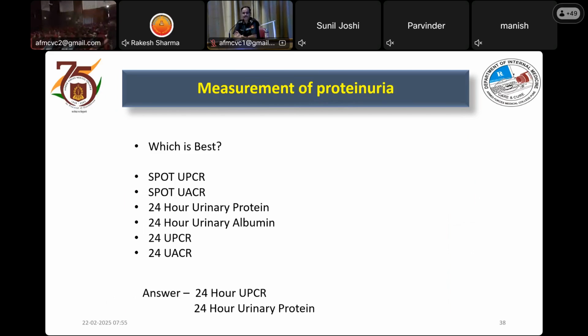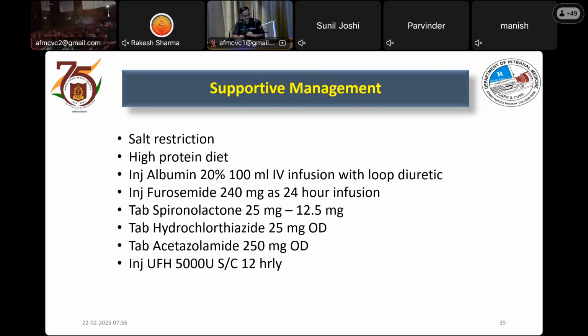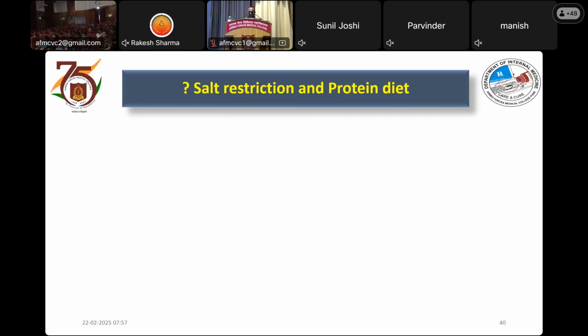Continue. She was started on supportive management with salt restriction, high protein diet, albumin, loop diuretic infusion and other classes of diuretics, and prophylactic anticoagulation. Okay, salt restriction. Ashok, how much salt restriction? Sir, everyone can hear, take the mic. Less than 2 gram of sodium, sir, and less than 5 gram of NaCl, sir.